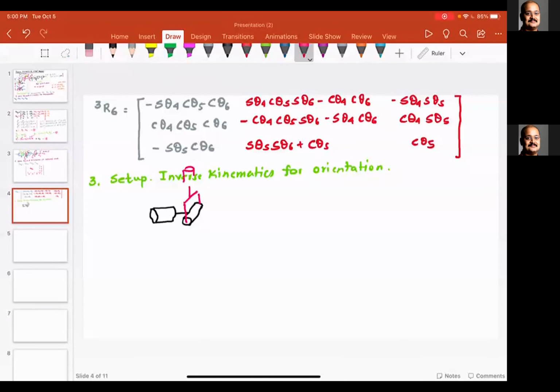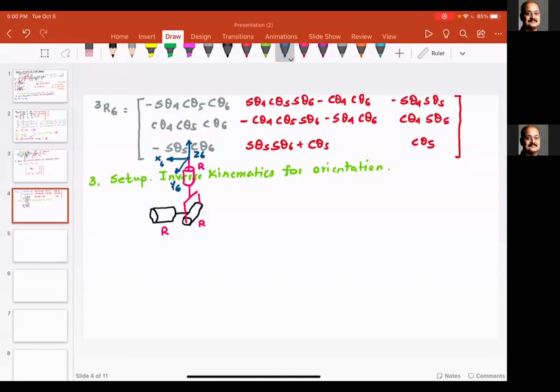So the wrist orientation is something like this. This is the first revolute joint. This is the second revolute joint. This is the third revolute joint. And let me set up the coordinate frame. So this is Z6, X6, and you have Y6.